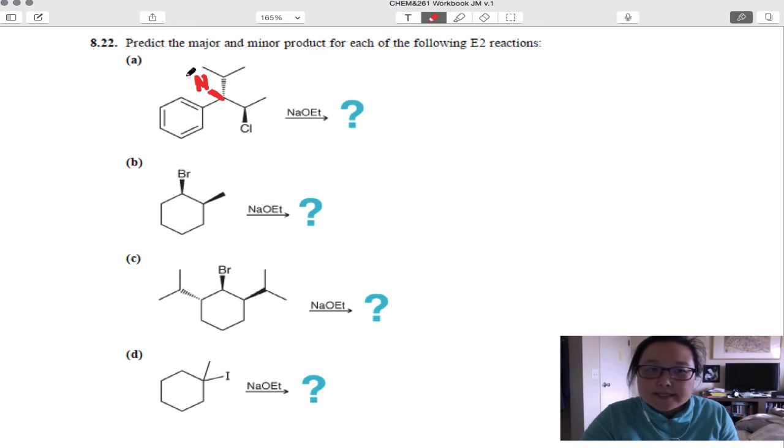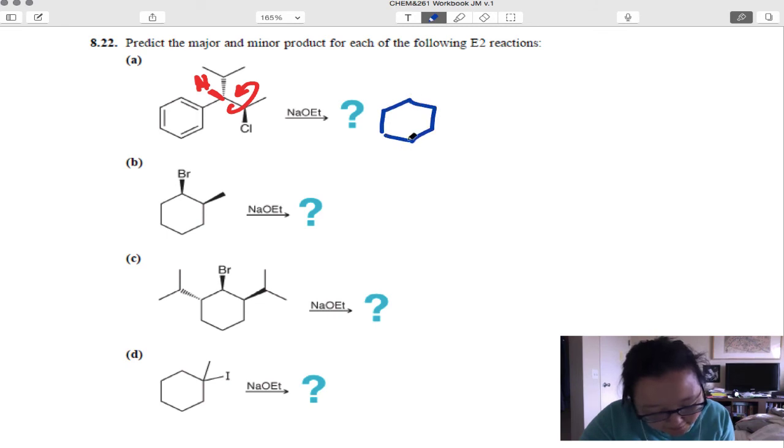Now the ideal one is this one. But notice that these are on the same side. So what I would want to do is, if it's possible, rotate the bond and then do the elimination. That will create the Cl on the opposite side, and then we'll have an antiperiplanar arrangement. And that's allowed because of rotation, because these are single bonds.